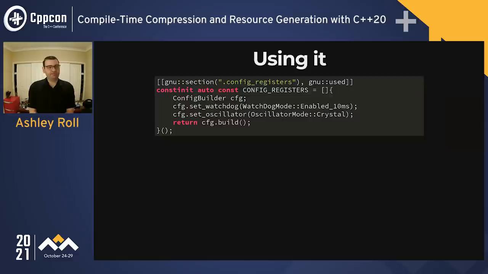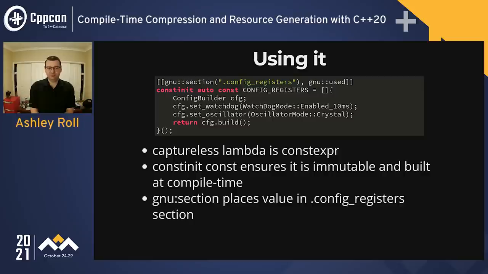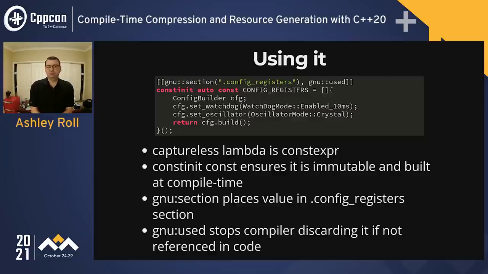So how would we use that? We would do this. We have a constinit value that we initialize from a lambda, which we immediately invoke. So the lambda function is constexpr at that point. And the constinit ensures that it's built at compile time. The constinit and const on the type is a bit of a mouthful, but that's what we have to do. That makes it immutable. The GNU section attribute tells us that we want to drop it into a named section, which we're just calling config registers for now, and we'll get to how we use that in a second. The other thing we need to do is tell the compiler that we're actually using this value and not to discard it, because we're not going to reference this value in code anywhere. It just has to be there in the final output.